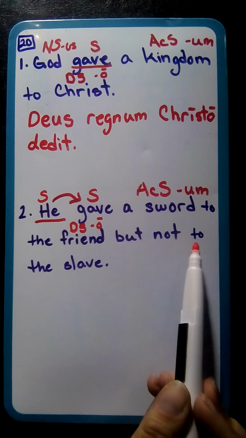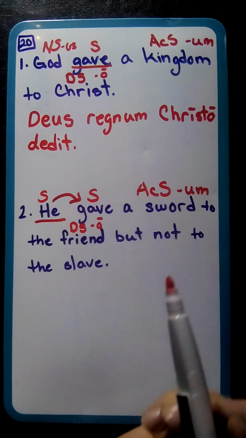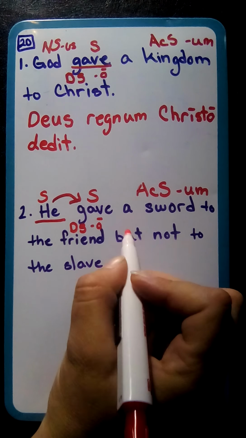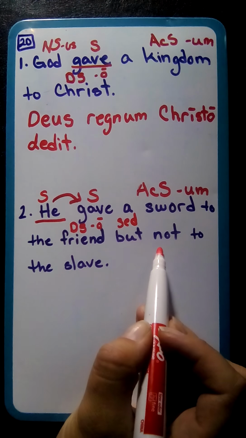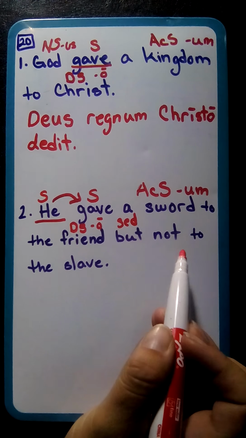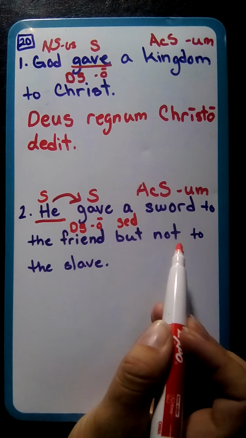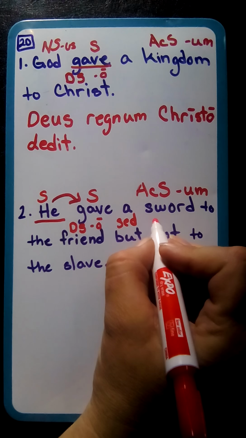Now we're given but, not the slave. So we need to add on to this sentence with but, not the slave. So we have the word but, which we know is sed. And how do we express not in Latin? Well, not would be non, right?